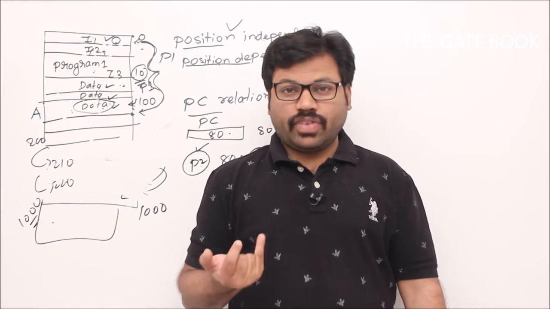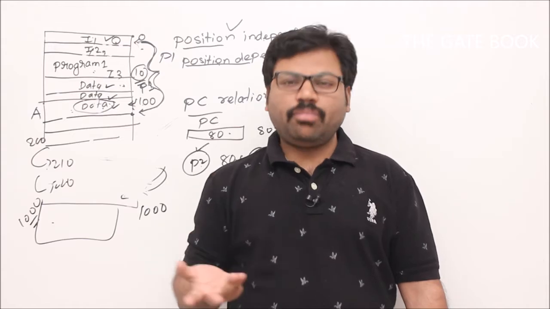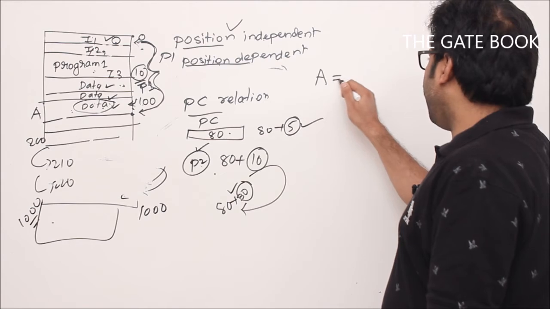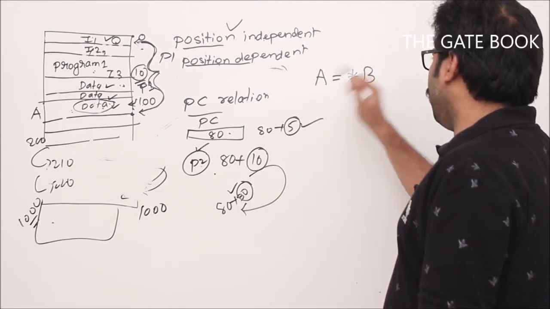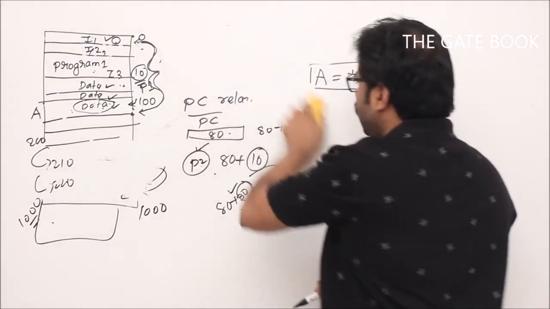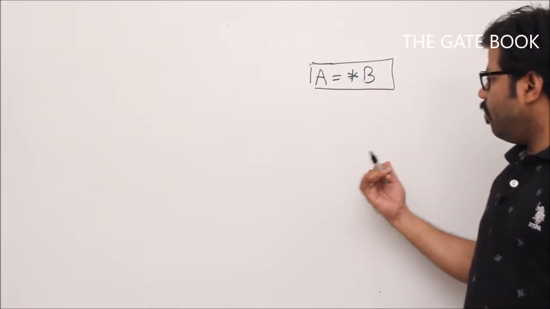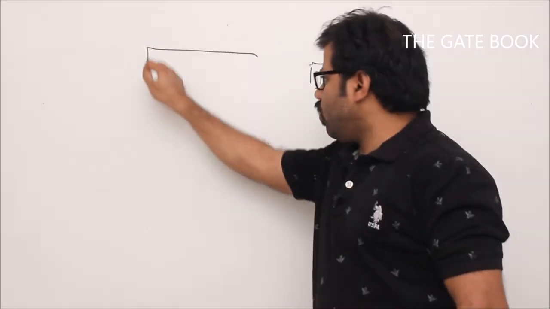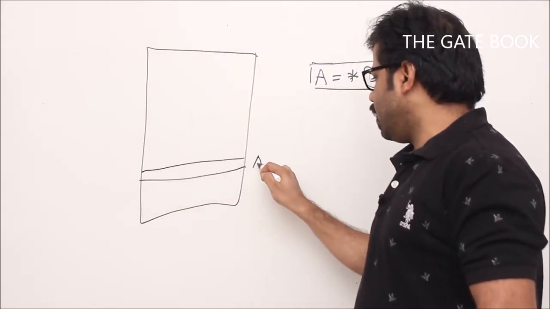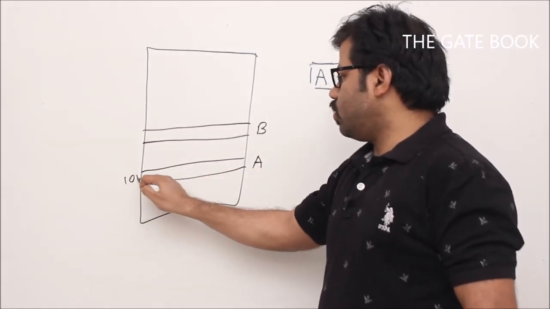Now what is the purpose of indirect addressing mode? Generally we use indirect addressing mode for implementing pointers. I will explain with one example, one instruction. Let's say you have a C programming instruction like this: A equal to star B. To understand what A equal to star B means, A is a memory location, and we assume that it is here. B is another memory location. A is 100, B is 200.